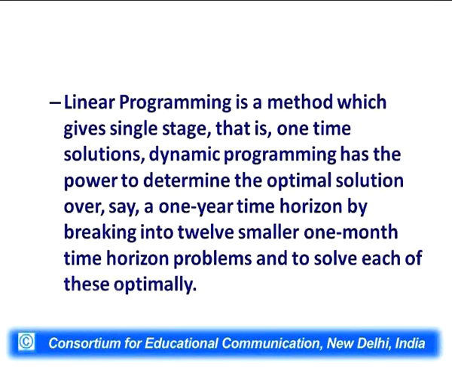Dynamic programming has the power to determine the optimal solution over, say, a 1 year time horizon by breaking it into 12 smaller 1 month time horizon problems and solving each of these optimally. Each month the problem is solved optimally, and each month's solution is added, and we get the final result for the 1 year horizon, 1 year decision.